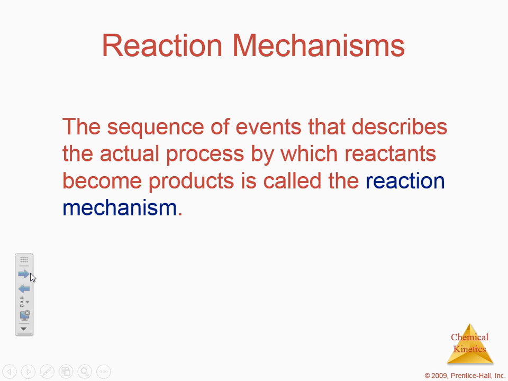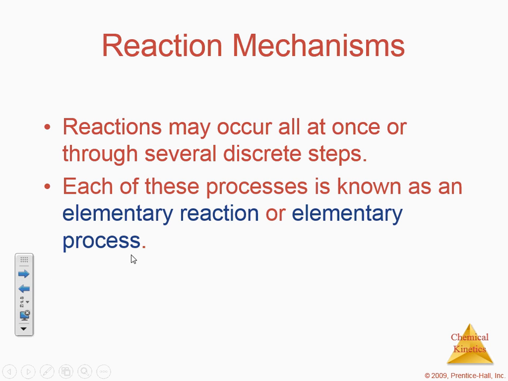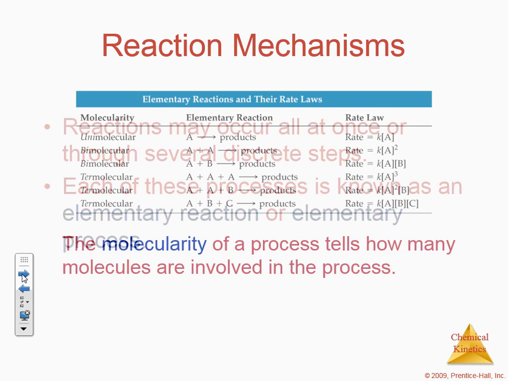Last thing that I want to talk about for chapter 14 is reaction mechanisms. We typically think of reactions happening all in one step. Well, that's not necessarily the case. Reactions can occur all at once, or they may occur in several small steps. Each one of those small steps is known as an elementary process.